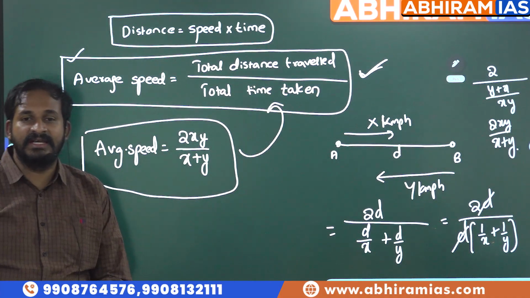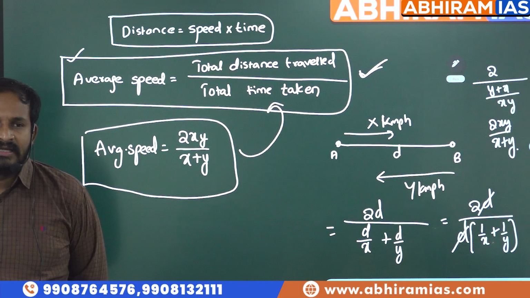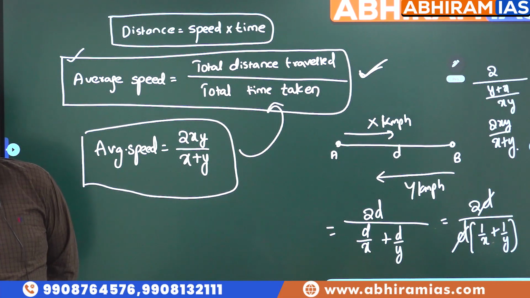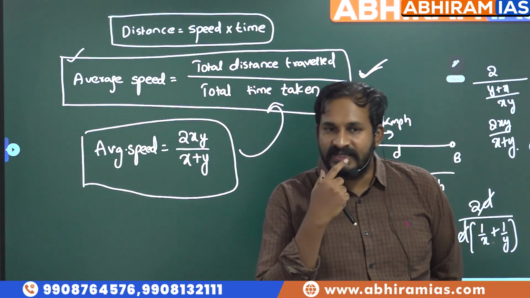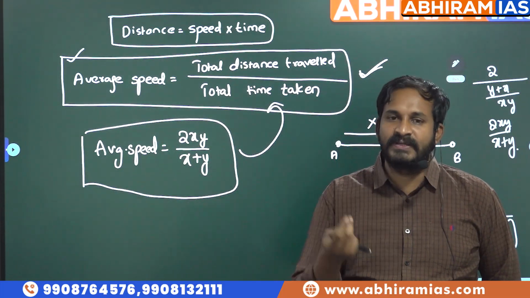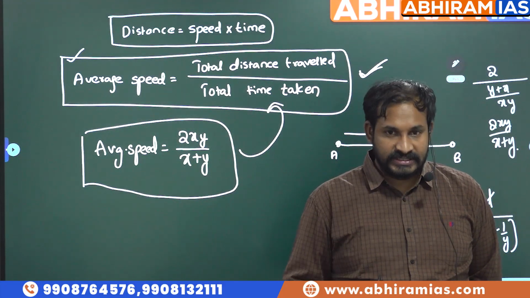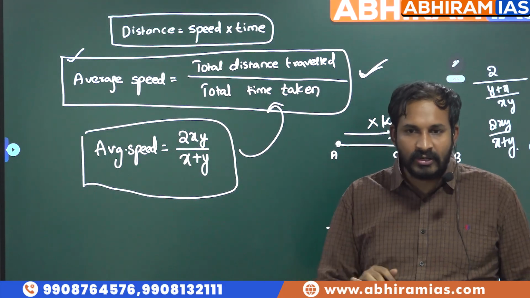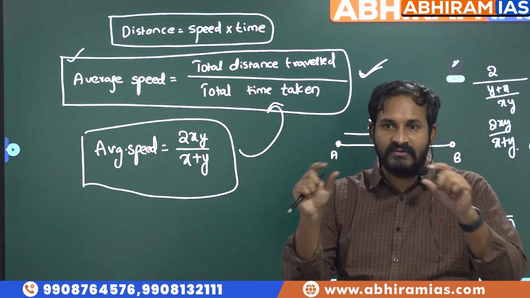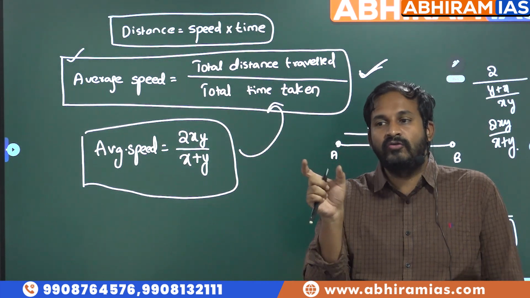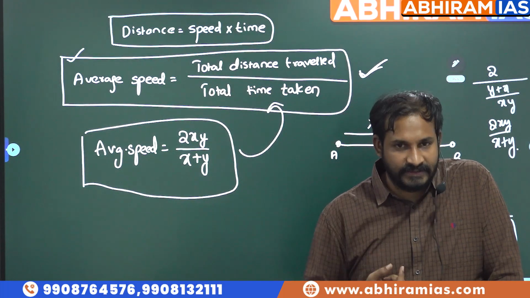We will hear one more word, that is relative speed. In general, what is the difference between speed and relative speed? When does relative speed come into action? When there are two moving objects. Usually if there is only one moving object, it will have some speed. But in the given question or situation, if there are two moving objects, instead of speed, what we will have? Relative speed.